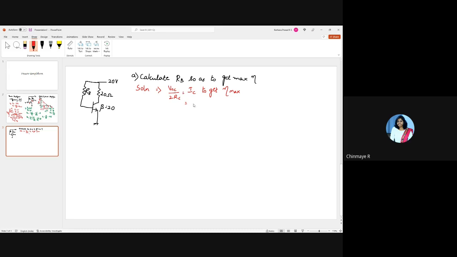How much is this value? On 0.5. Yeah. So this will be 0.5 amperes. So when IC is 0.5 amperes, what will be the value of IB? Correct? So now, can you calculate what should be the value of RB?